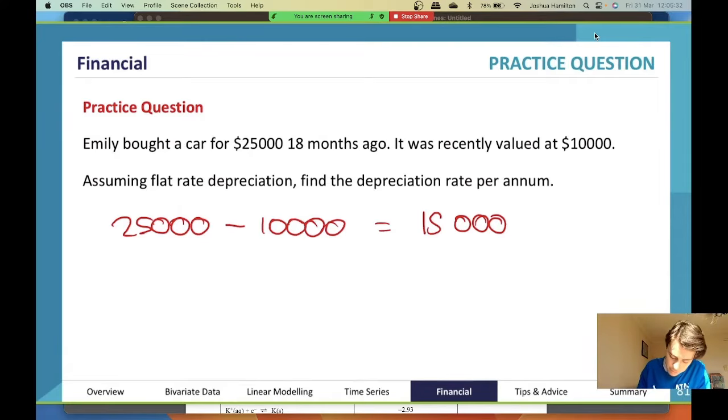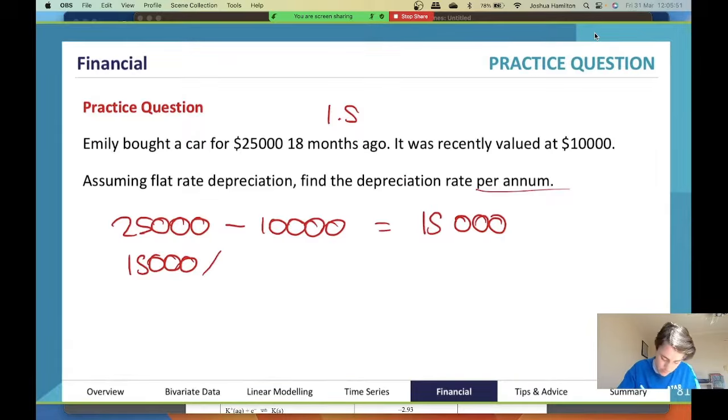Now, we want to find it per annum, so per year. How many years have there been? There's been 1.5 years. So let's find the depreciation rate. We go 15,000 divided by 1.5, and you'll get an answer of 10,000 per year.